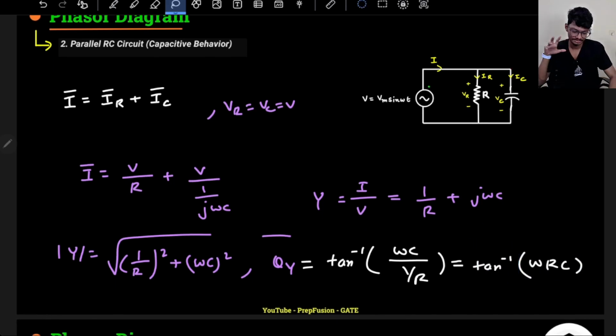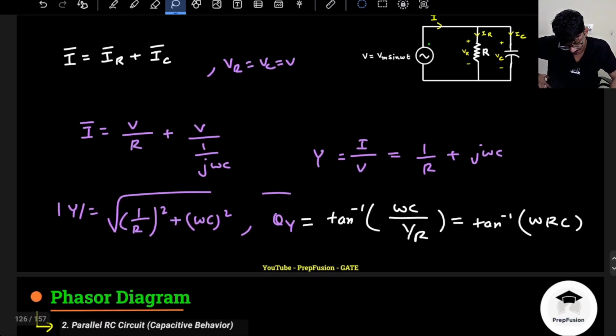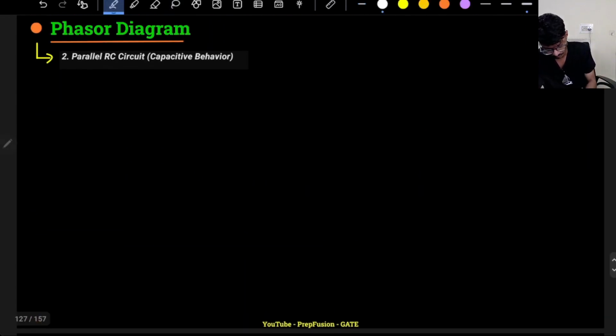So it is that voltage now. So now all the angles are found out, all this is fine. What else do I need to find? I need to discuss the current phasor, right? What about the current phasor? We know that I is equal to IR plus IC, correct?